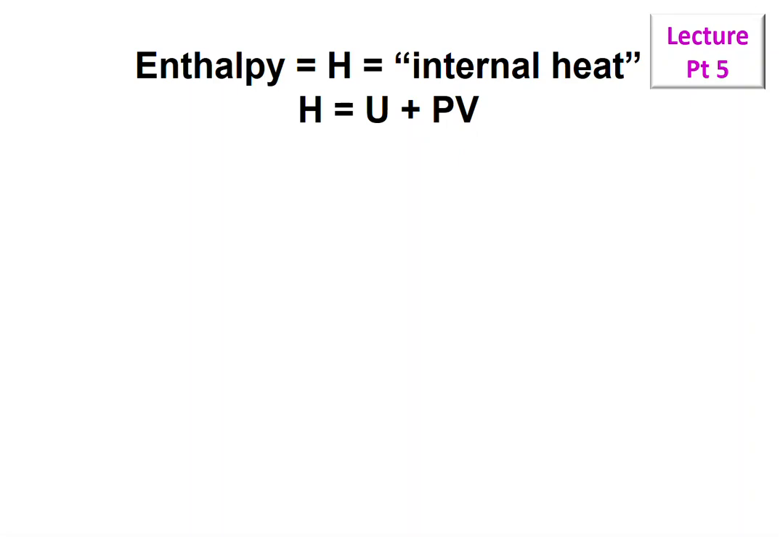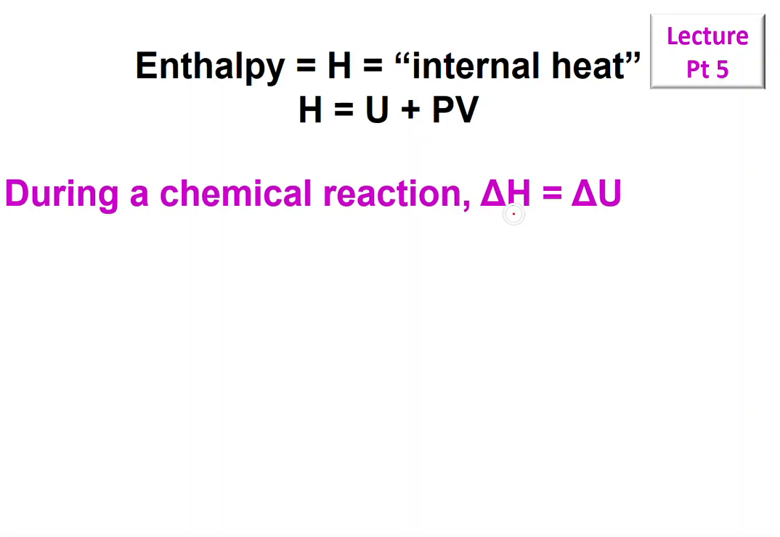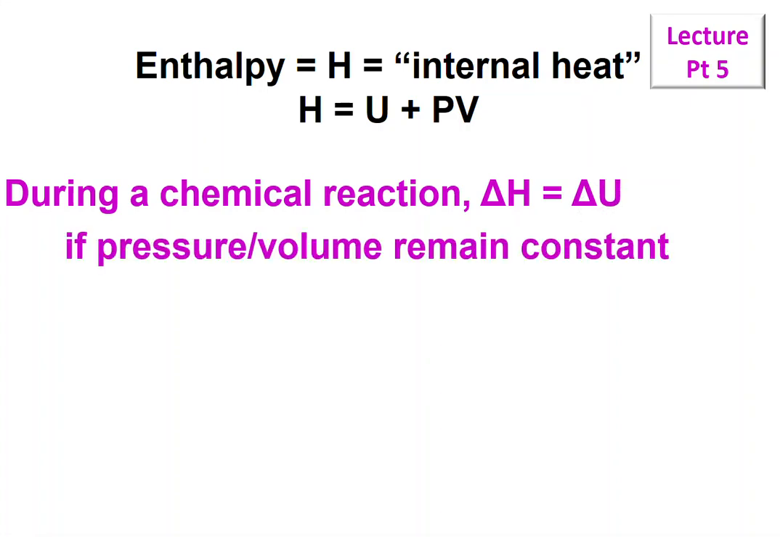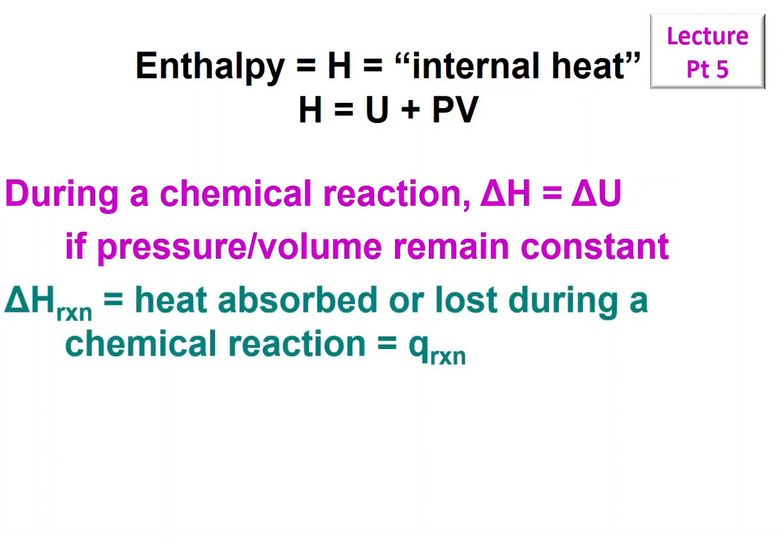We're going to do something to simplify that and say that during a chemical reaction, the change in enthalpy of the substances is equal to just the change in the internal energy, and we can do that if we assume that pressure and volume remain constant. So the change in enthalpy for a reaction is the amount of heat that is absorbed or lost during a reaction, and because we're considering pressure and volume constant, it's the same thing as Q for the reaction.